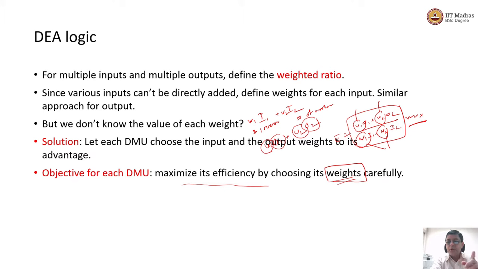Towards what goal? The goal should be to maximize your own efficiency, not somebody else's efficiency, your own efficiency. This is the optimization problem that they should be solving, and this should be solved by every DMU independently of others.